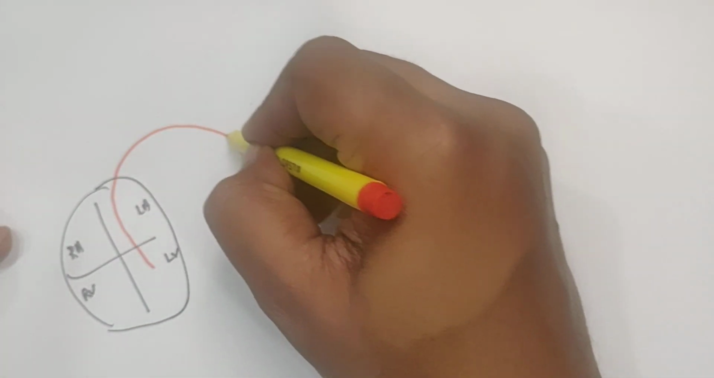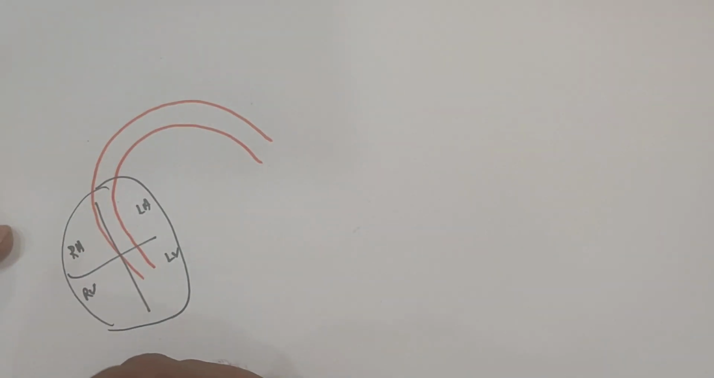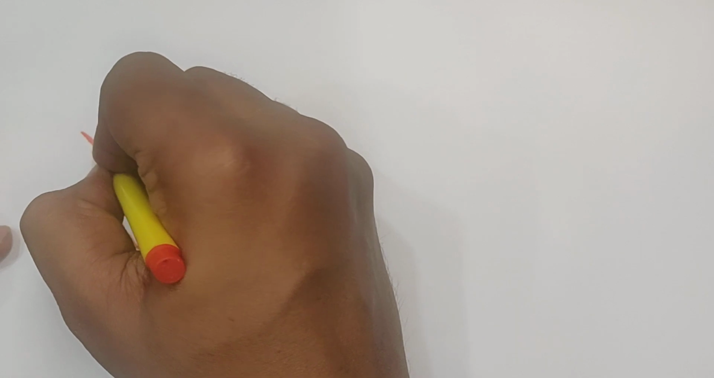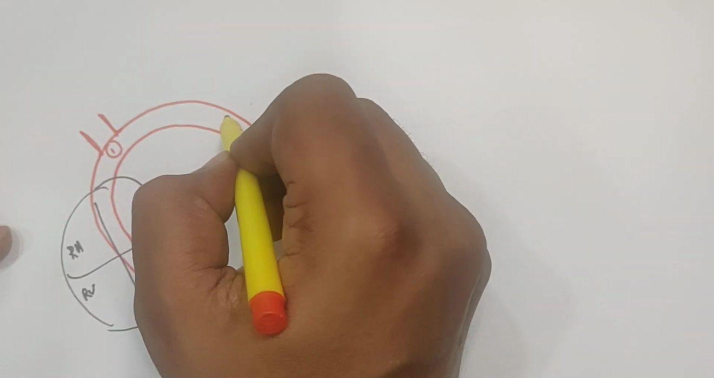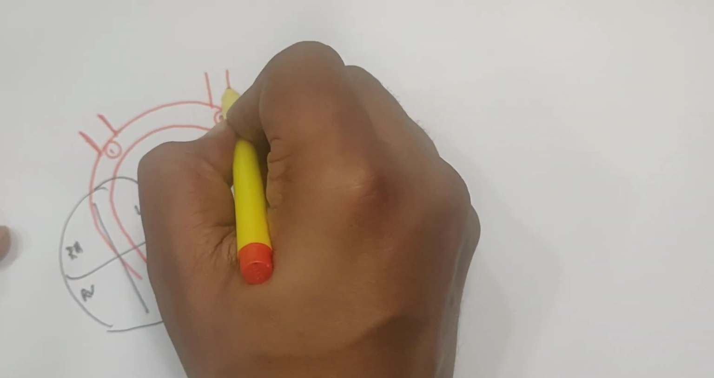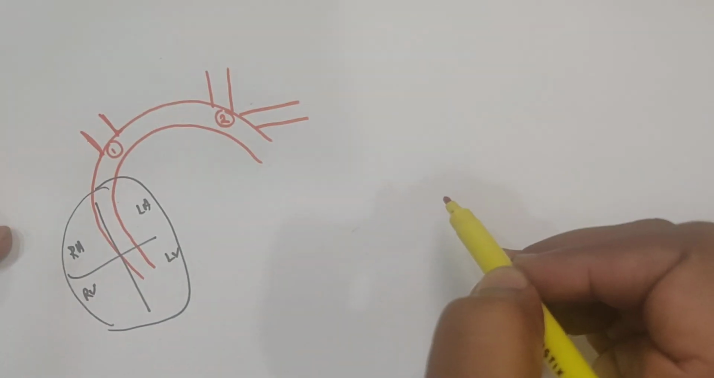As we all know, the aorta arises from the left ventricle and it gives off its first branch as a brachiocephalic trunk. This is the brachiocephalic trunk. It gives off two branches further, the common carotid artery and the subclavian artery.